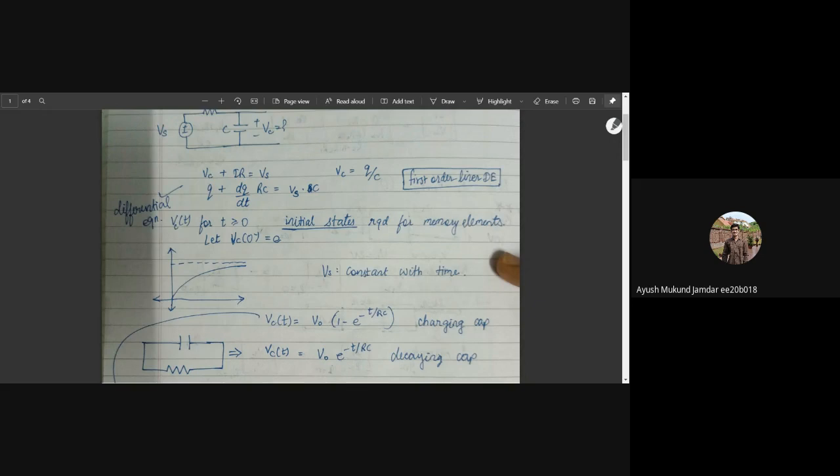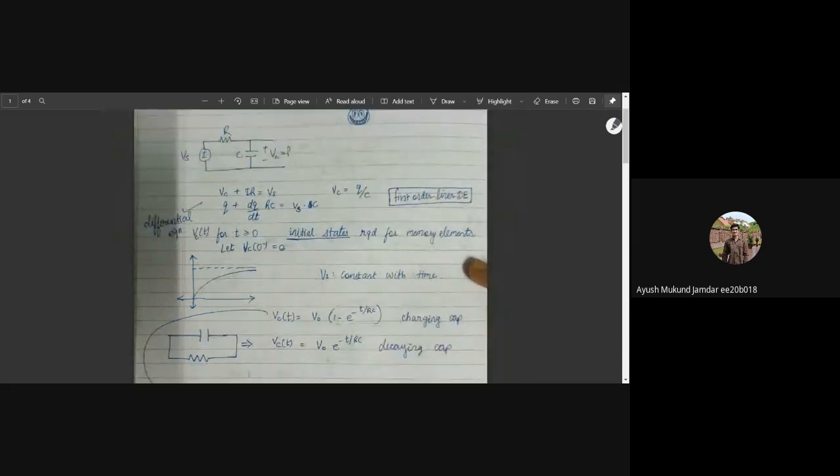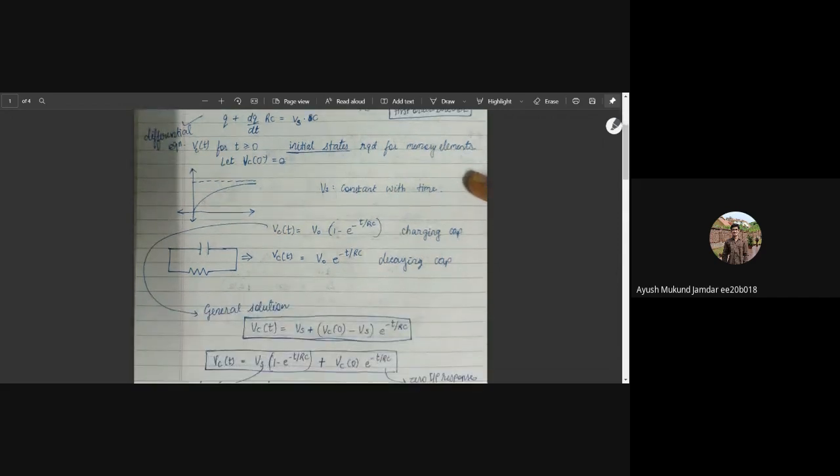And on combining both these conditions, we'll obtain a condition wherein the capacitor had some initial charge, and it is also being put in a circuit where Vs is non-zero. That is, there is also a source. So the general equation can be obtained by just superposing these two solutions. That is, Vc of t turns out to be Vs plus (Vc of 0 minus Vs) times exponential minus t by RC.